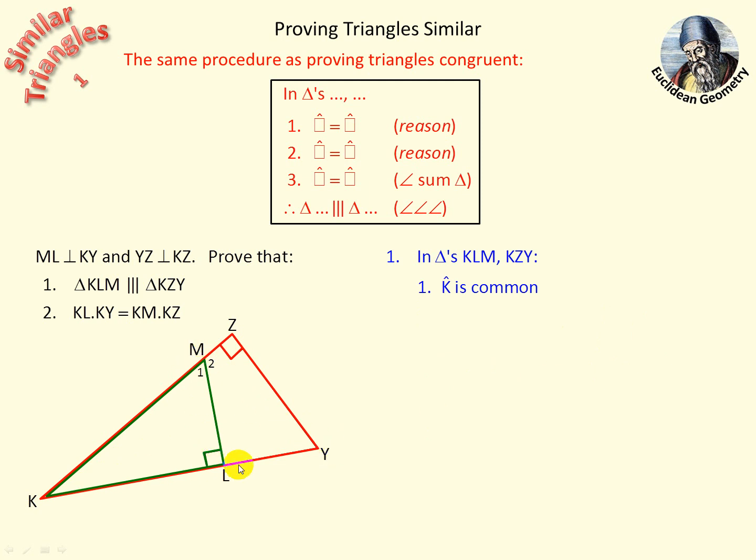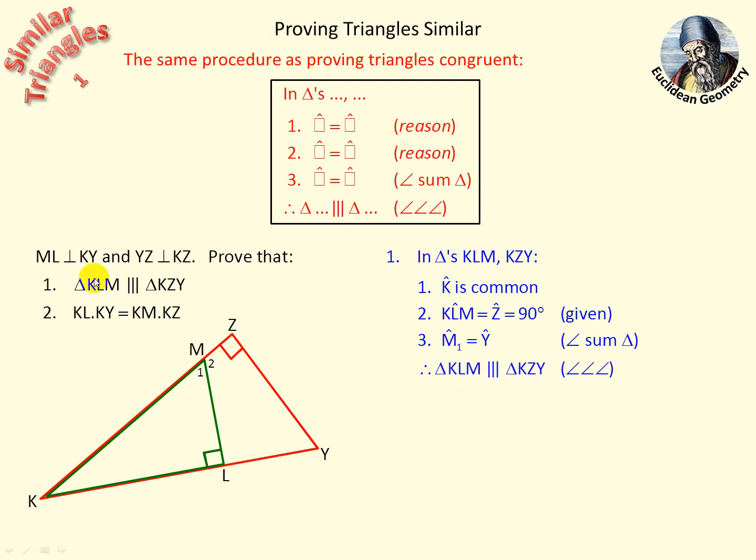And this is perpendicular to this, and that's perpendicular to that, so we have those both equal to 90 degrees. KLM equals Z equals 90 degrees given. Notice I didn't just put KLM equals Z. Nowhere there does it say KLM equals Z, but it does say that those are both perpendicular, therefore we have them both 90. And of course, angle sum triangle. Therefore, KLM similar to KZY.